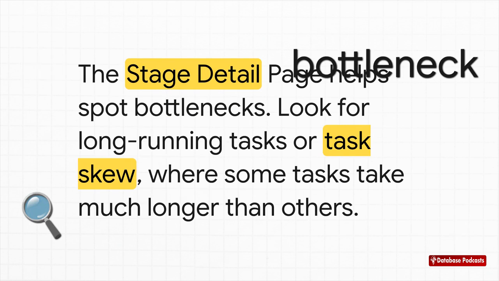And when you click on a job, you land here, on the stage detail page. This is where the real detective work begins. You can see stats for every single task. And the number one thing you're looking for is a massive difference between the median task time and the max task time. If you see that, you found task skew. It's a classic performance killer where a few unlucky tasks got stuck with way more data to process than everybody else.